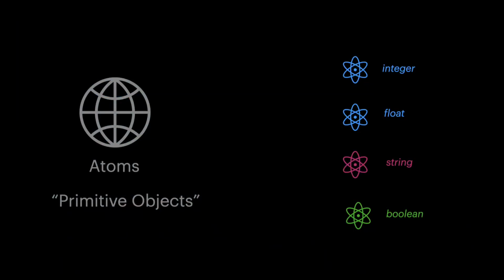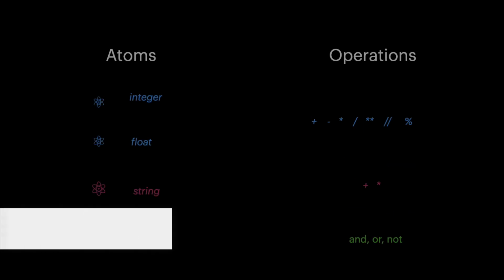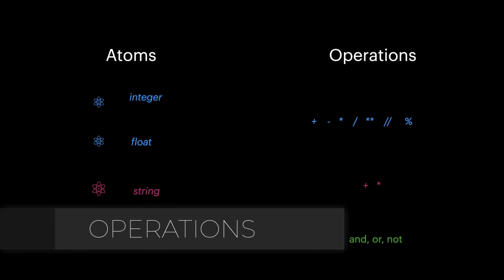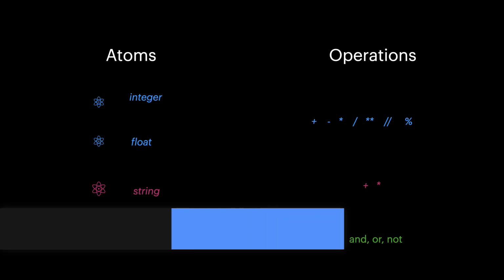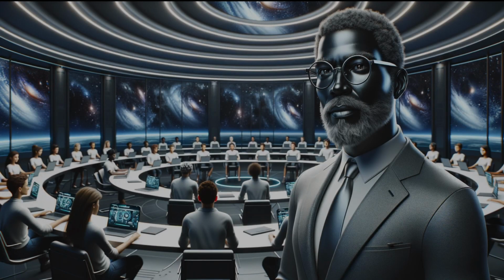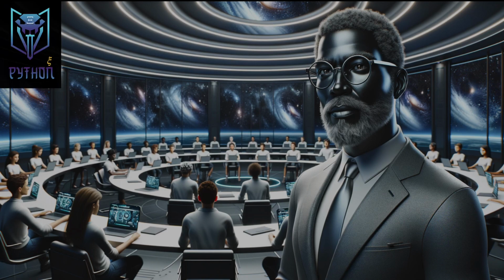language. Having created 4 types of atoms or primitive objects, Guido van Rossum also created operations on the objects. Some operations will be familiar to you from grade school. Others might be new to some of you. In this unit, your objective is to familiarize yourself with the 4 Python primitive objects and the types of operations we can perform on them. That concludes our overview.